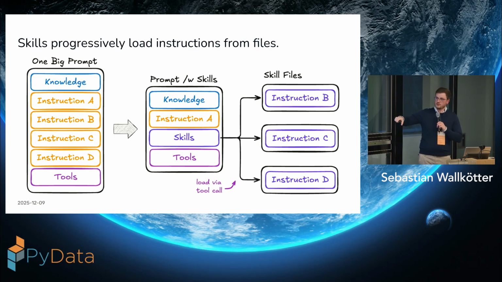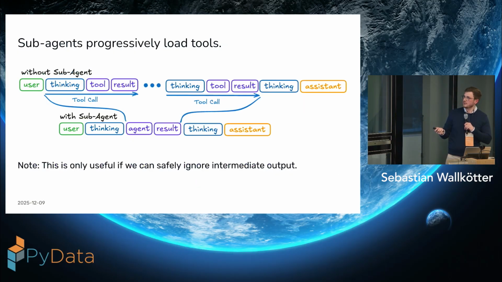And that then allows you to move some of the instructions that you don't need for a task out of the context window, and maybe it can prevent you from deleting your database because those instructions were meant for a different use case, so your agent never sees them. That's skills. Next up is sub-agents.